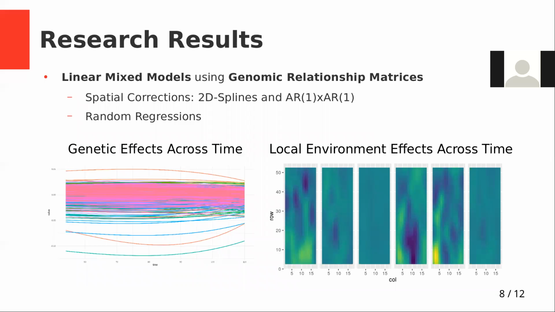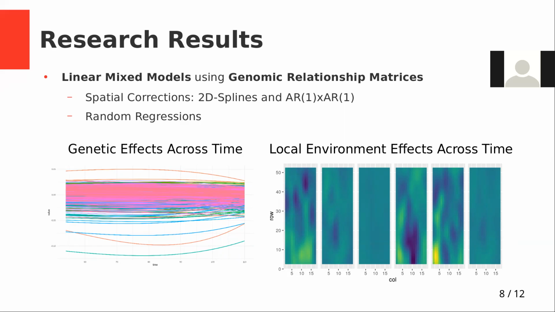My research is then separating genetic effects from environmental effects present in those high-throughput phenotypes using linear mixed models. The random additive genetic effects are modeled using genomic relationships among the hybrids, while the random environmental effects are found using spatial corrections and random regressions. To model the spatial correction, I'm looking at two-dimensional splines as well as separable autoregressive processes, or AR1 by AR1.